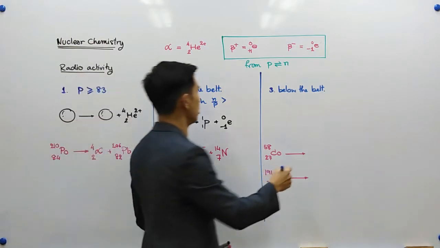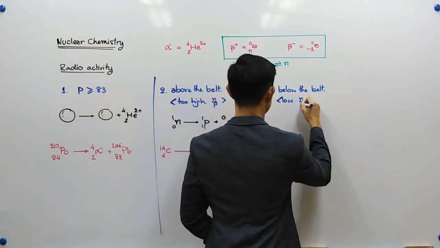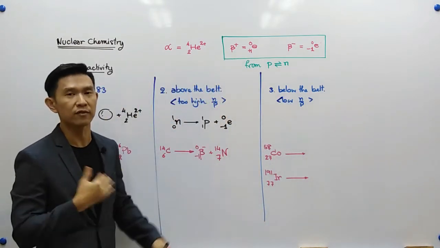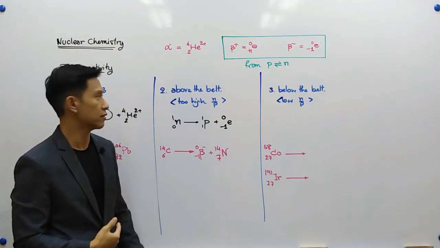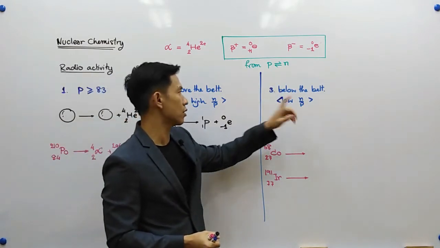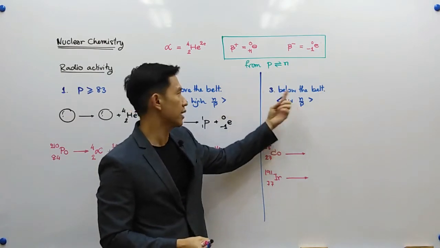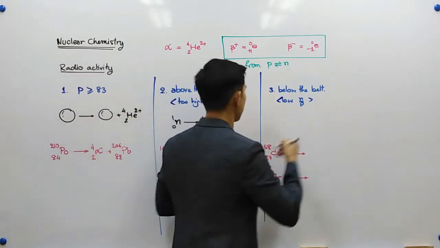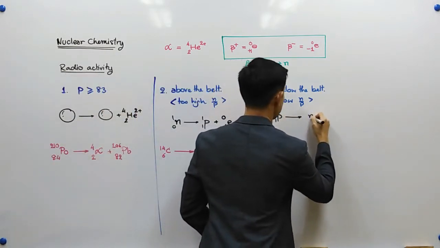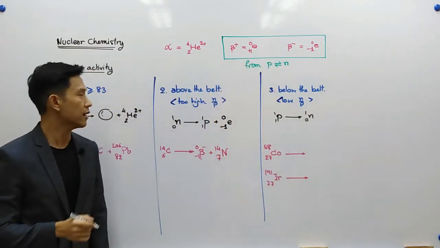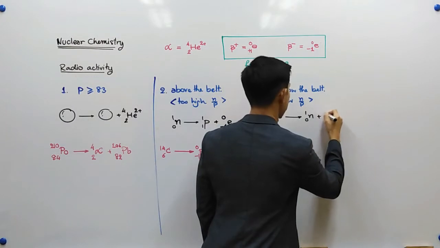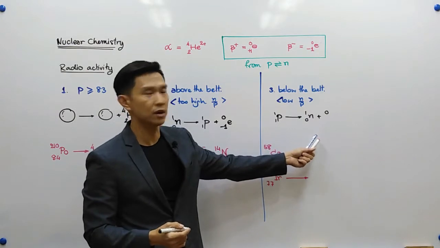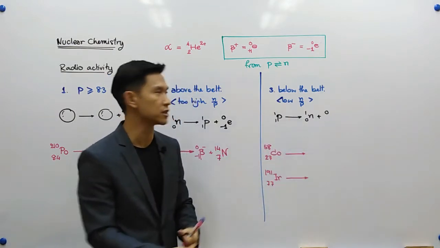But if you have a very low N/P ratio, or your element sits under the belt, you have to push it up to the belt. So as you can see, if you have too low N/P, you have to increase the N and decrease the P. To decrease the P and increase the N, you have to transform your proton to a neutron, like this. Okay. And to conserve mass and charge, the mass is now conserved, the charge is not. From a positive charge, you end up with neutral. So that means you have to create another product with a positive charge.